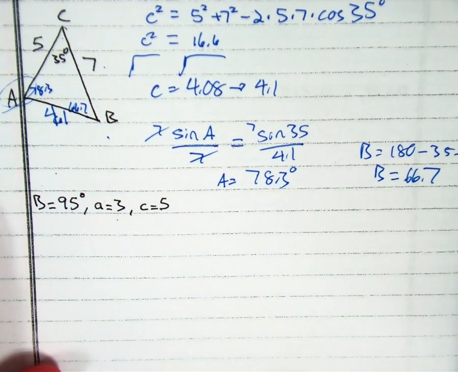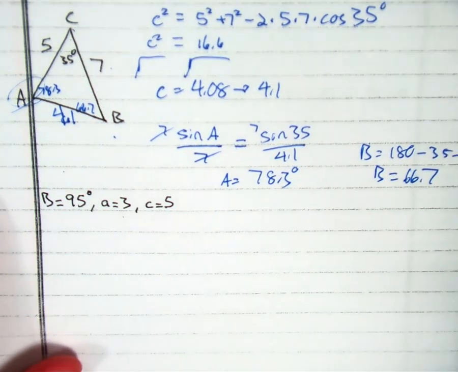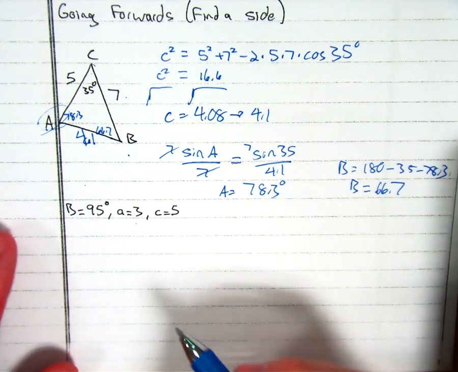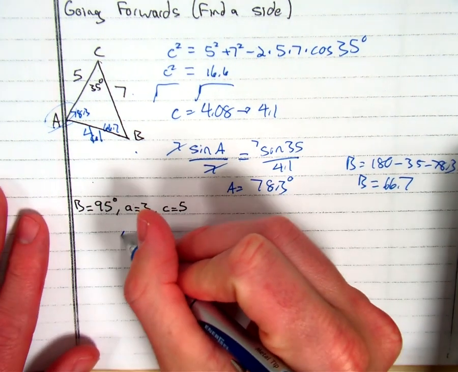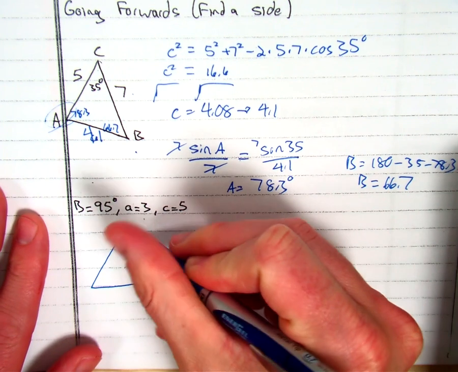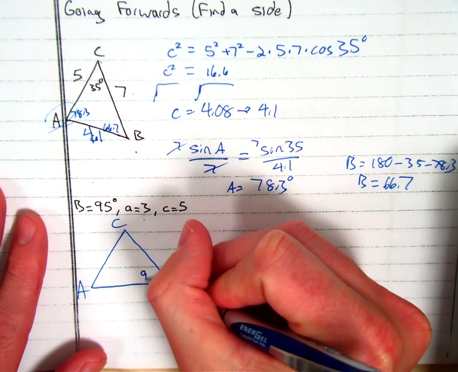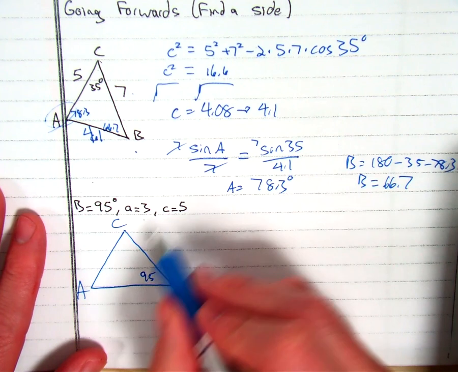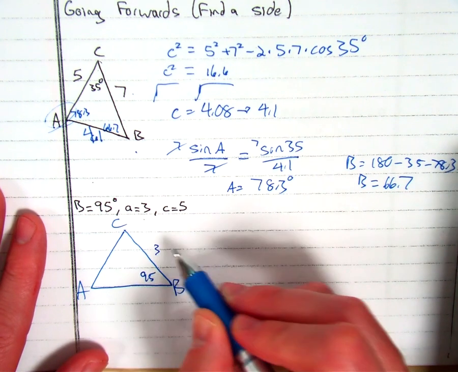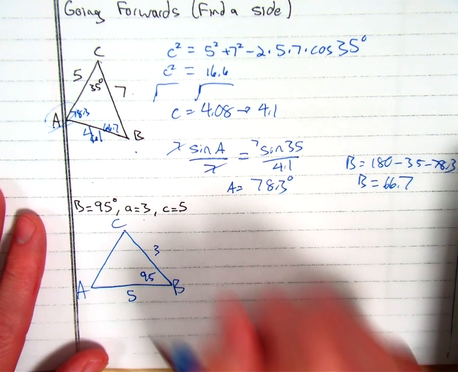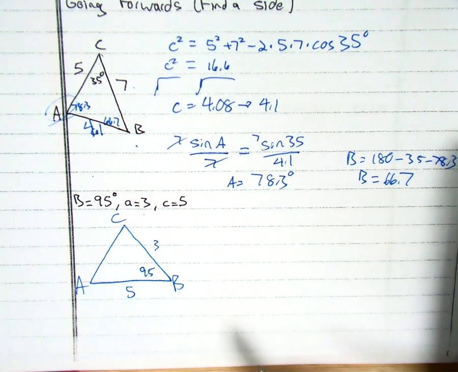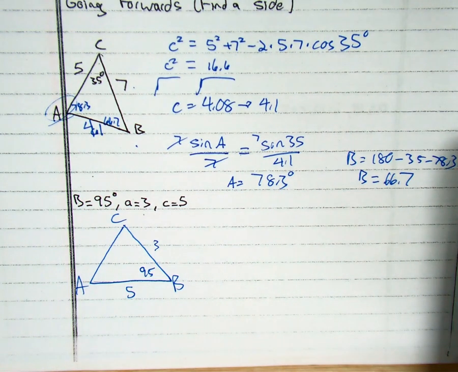Your turn. Let's see what you can do. Okay, remember, the shape of the triangle is not important. Just get one drawn in there. Side A is across from angle A. There's 3, and side C is down here 5. All right. Let's see what you can do. Push pause and give it a go.